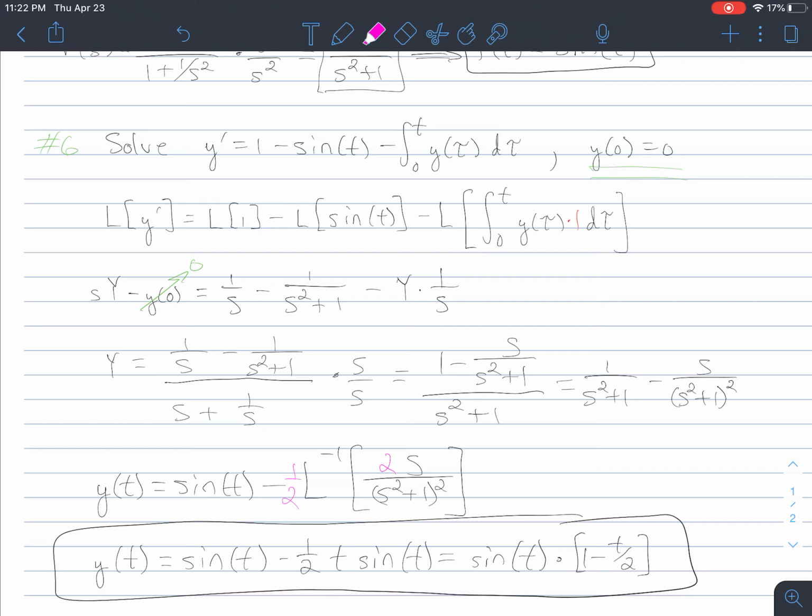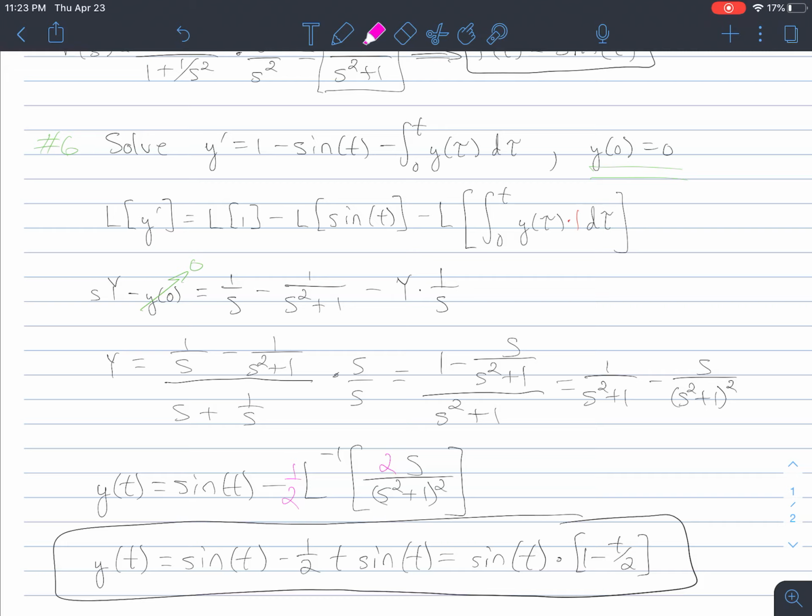And I've rewritten what the equation is that we want to solve. Y prime equals 1 minus sine of t minus this convolution integral. It's an initial value problem with a condition of y of 0 equals 0. So the first thing you do, take the Laplace transform of all parts. So Laplace of y prime is s capital Y minus y of 0, which is 0. Laplace of 1 is 1 over s.